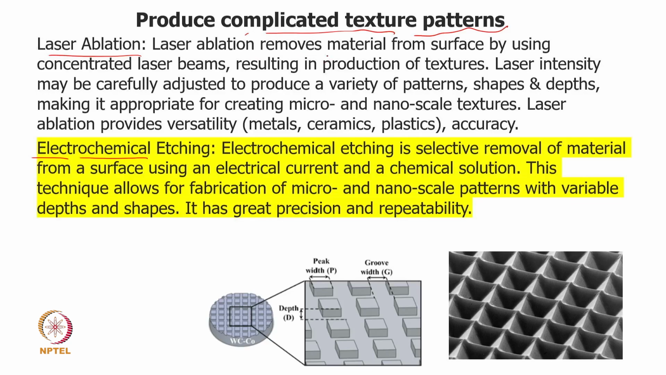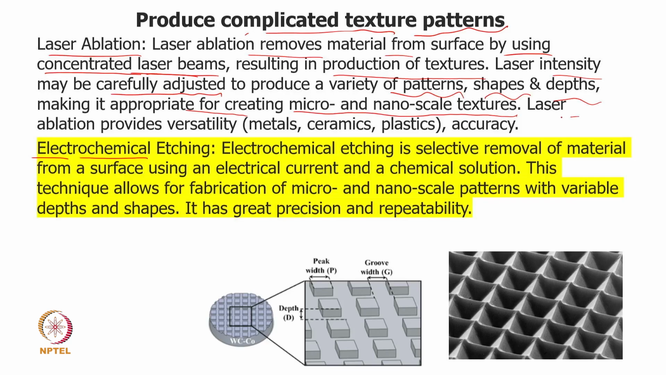So, we say laser ablation removes material from a surface by using a concentrated laser beam. We know very well the laser beam is very concentrated, and from wherever the material removal is required, it removes the material from there, and it really produces a good texture. By carefully adjusting laser intensity, we can think about a variety of patterns, shapes, and depths, making it very appropriate for nanoscale or microscale texture also, right.